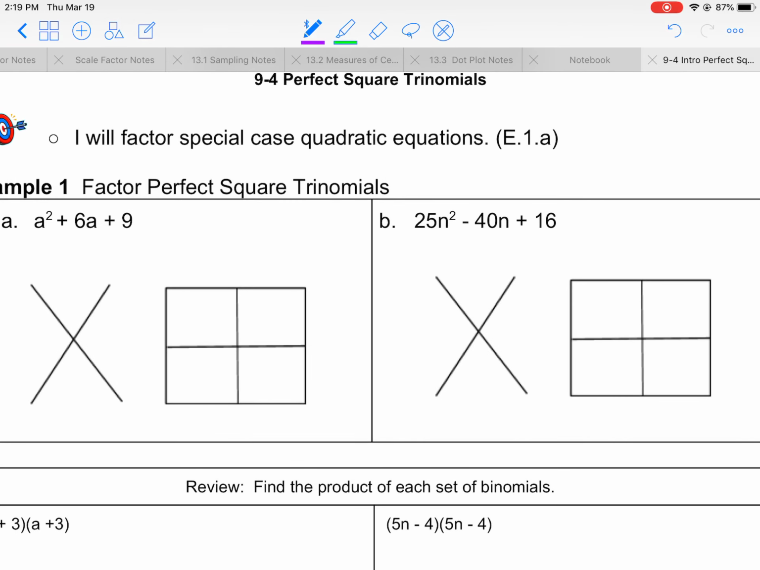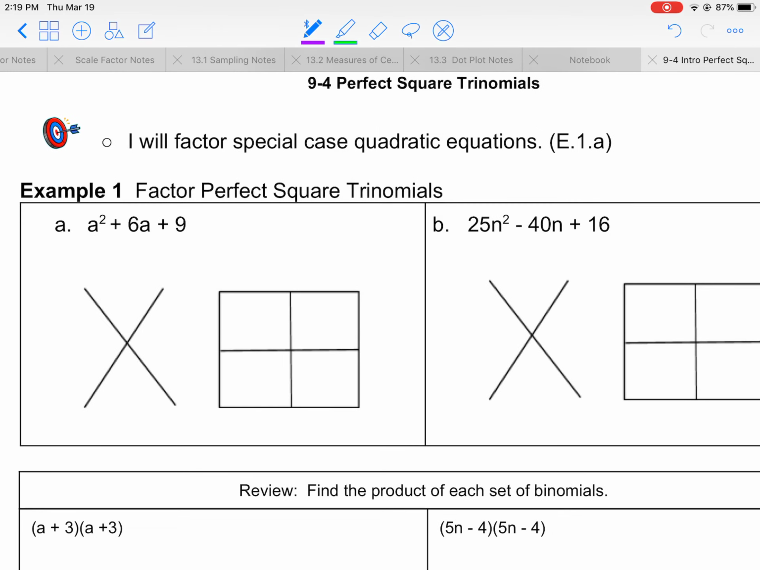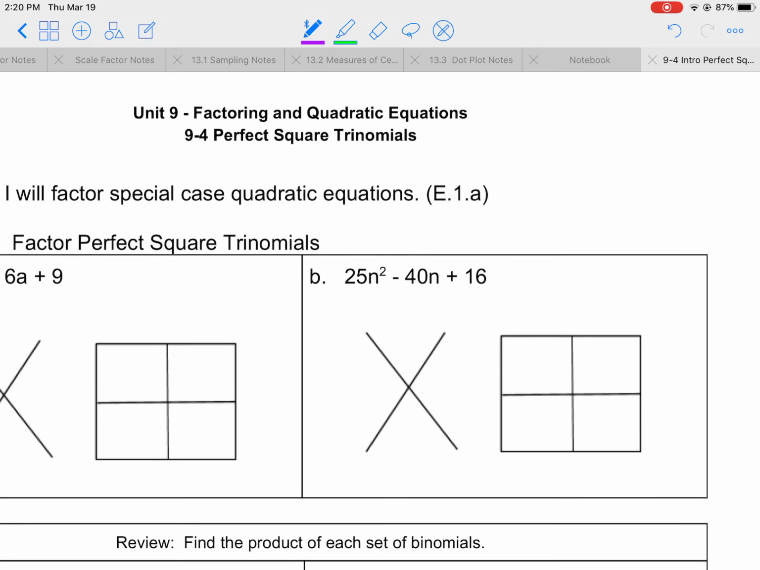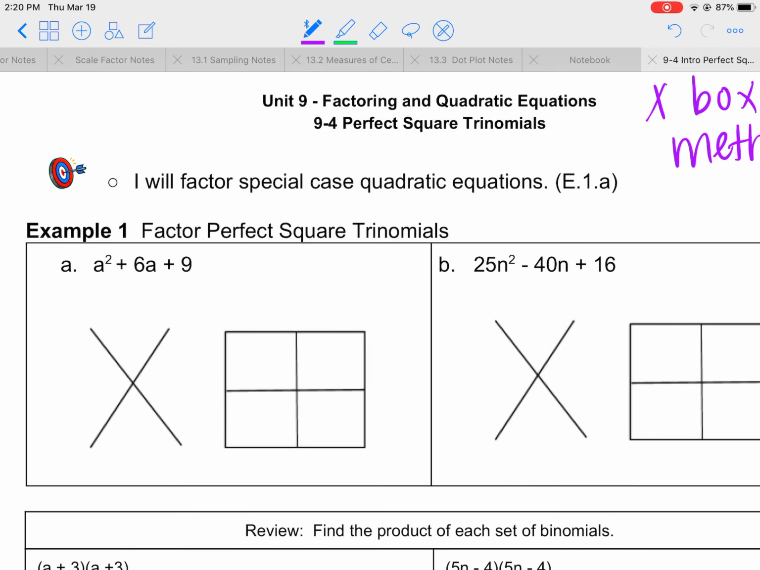We learned some rules for multiplying binomials. So this is why we learned those rules. Factoring is basically the opposite of multiplying. You are undoing multiplication. So we're going to use something called the X-box method. You have an X and box that we have used to multiply.